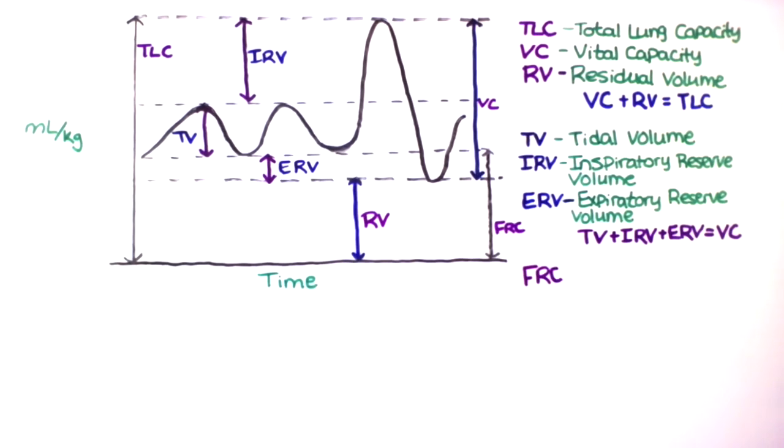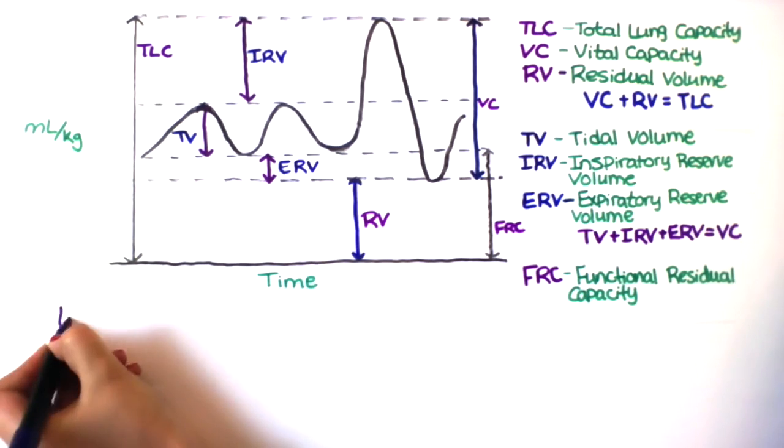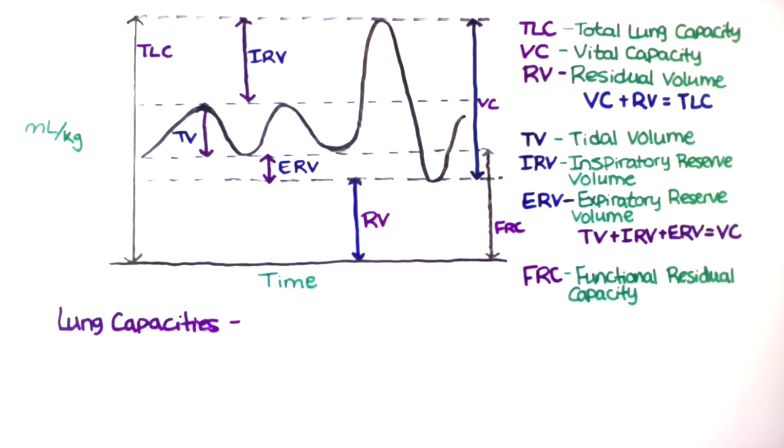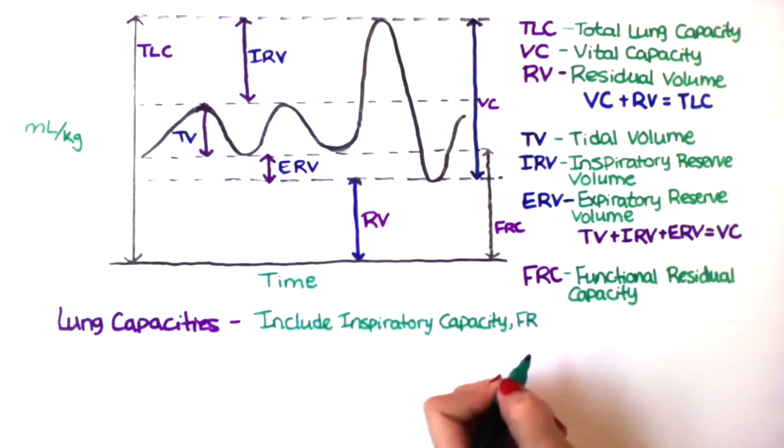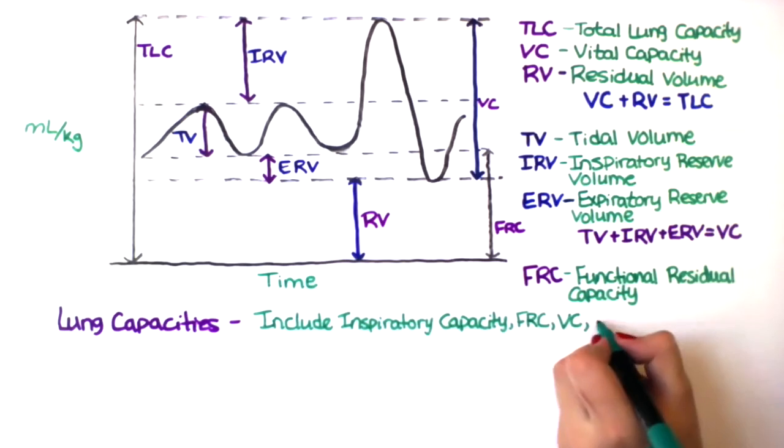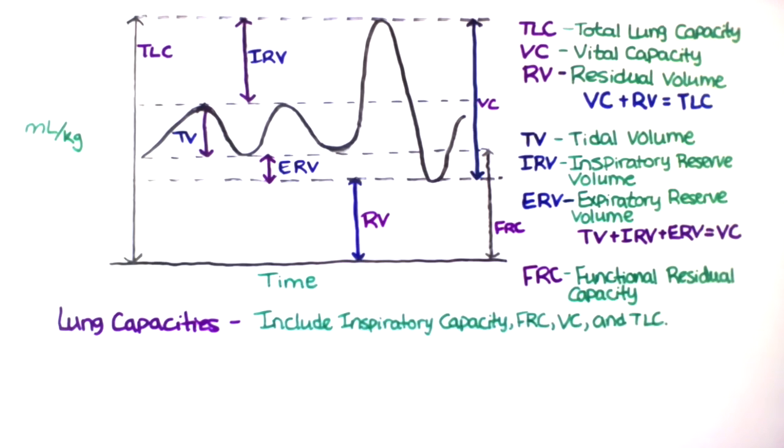FRC, or the functional residual capacity, is the amount of gas remaining in the lungs after a tidal expiration. Normally, it is 40% of the total lung capacity. There are 3 different types of capacities. The first is the lung capacities. It includes inspiratory capacity, which we're going to discuss next, the functional residual capacity, vital capacity, and total lung capacity.